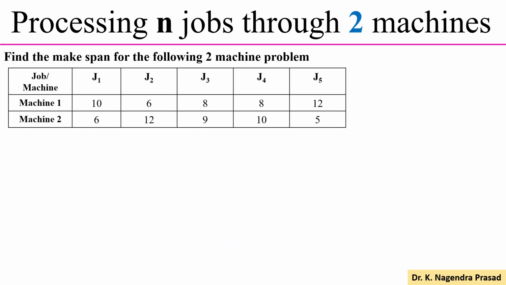Next we will discuss one example problem for processing n jobs through two machines. Let's see the problem. Find the makespan for the following two machine problem. Here five jobs are given, that is J1, J2, J3, J4, J5, and two machines are given, machine 1 and machine 2. So the respective problem belongs to processing n jobs through two machines. So let's see the solution.